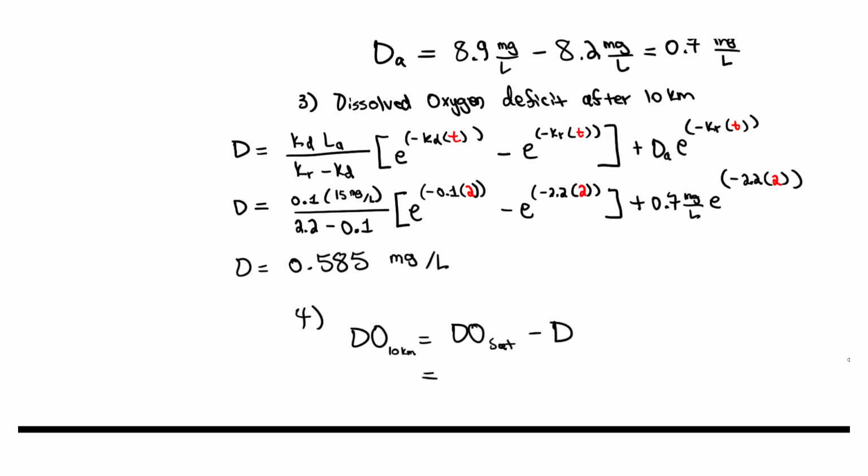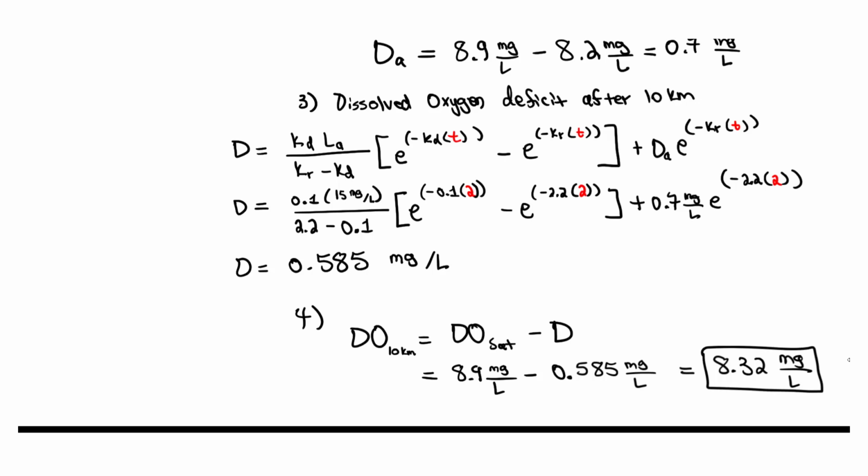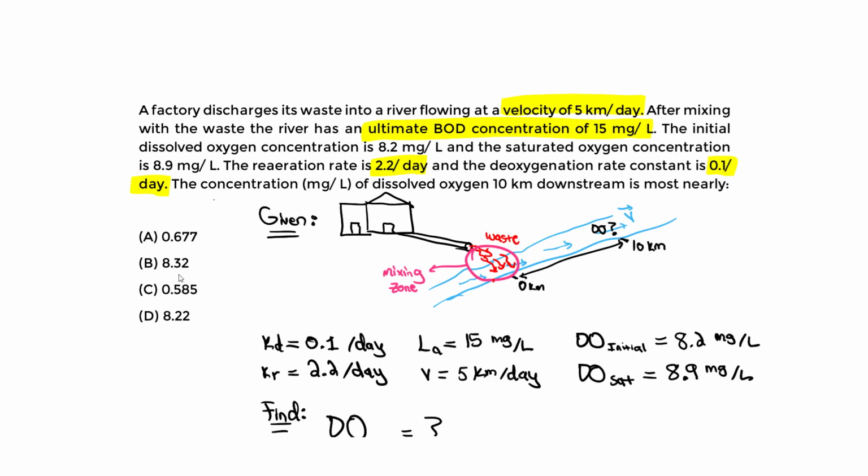So this equals DO set is going to be 8.9 milligram per liter minus D, which is 0.585 milligram per liter. So if you do the math, we get 8.32 milligram per liter. And that should be our answer. So I believe in this case, it's going to be B.